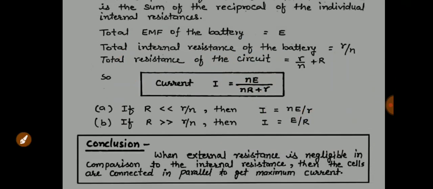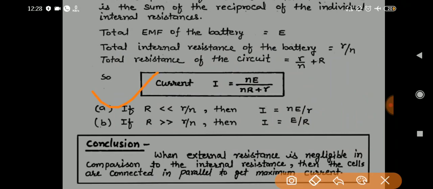This is the expression for total current through the circuit in parallel combination of cells. There are two cases in parallel combination of cells. First, if external resistance is very much less than the total internal resistance, in this case we can neglect capital R and we get I is equal to Ne by small r.